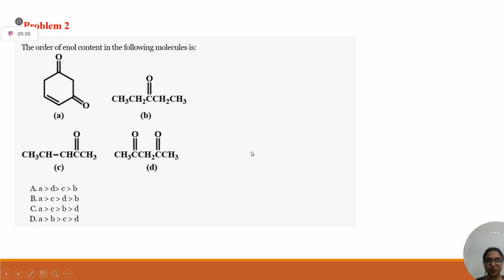Now your next question is: the order of enol content in the following molecules is? They are asking about the order of enol content. So for solving these types of questions, first make their enol form, then we can decide. You also draw, I am also drawing. Ma'am, option A. Obviously, in this 1-3 type system, only one of the ketone we can write in this form. This is its enol form, yes or no?